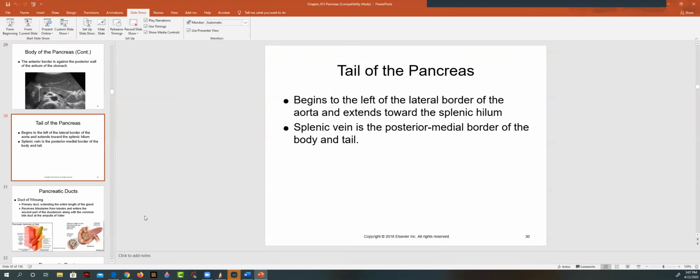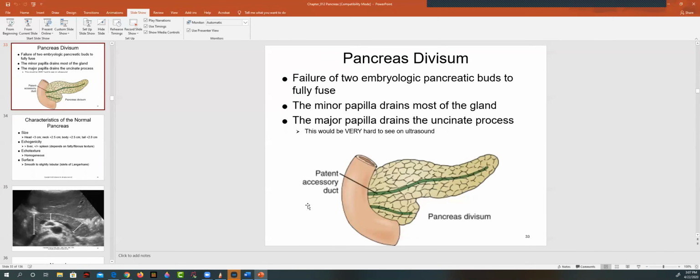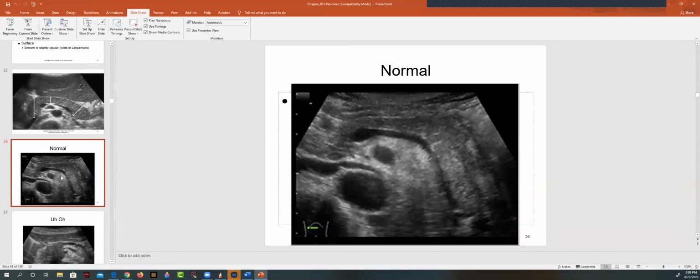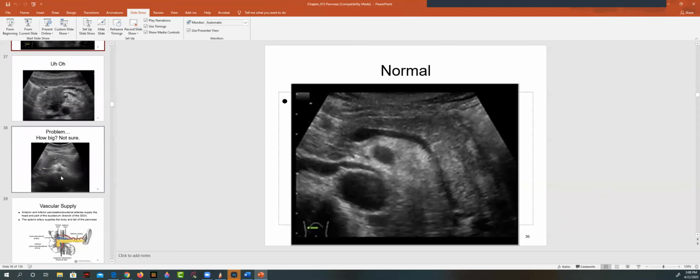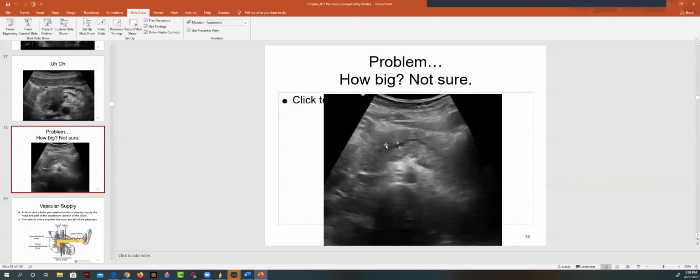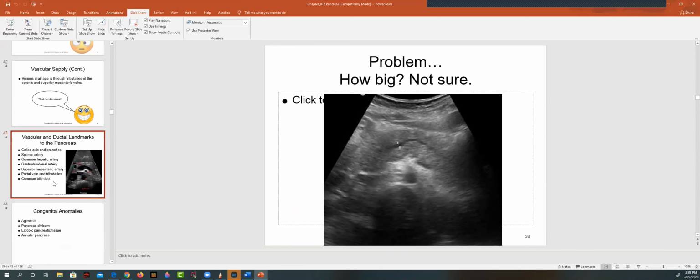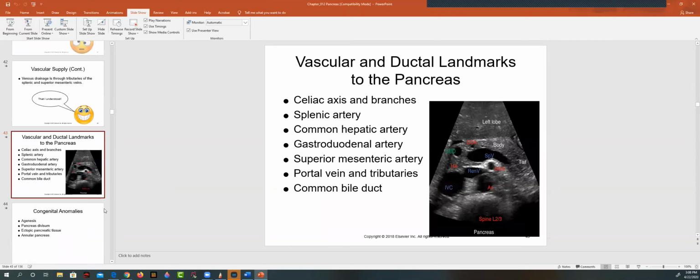Oh, that looks like a familiar picture. That's for the pancreatic divisum again. Normal. Problem, how big? Not sure. There's a tumor here. Not easy to see this tumor, but it's definitely there, and it's definitely causing a backup. So our first clue, if you can't see the tumor, is how it just is large, large, large, and then just stops right here. And here's our tumor. And just a nice picture of all that.